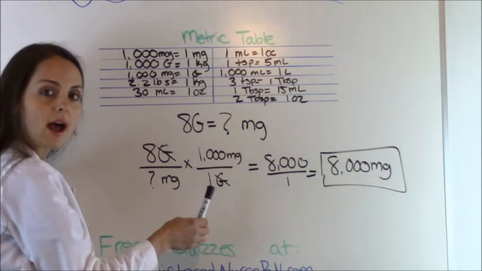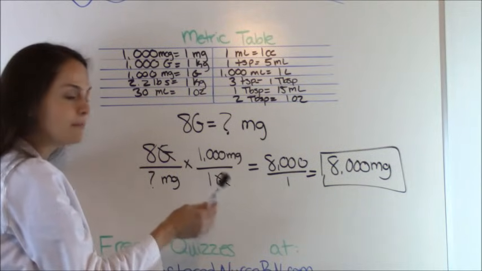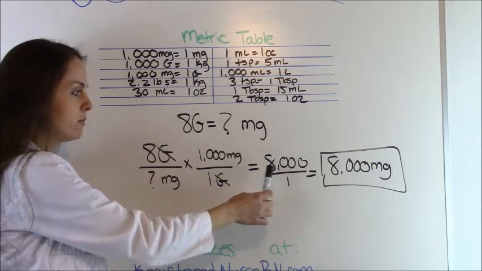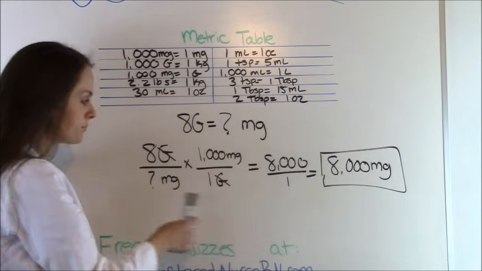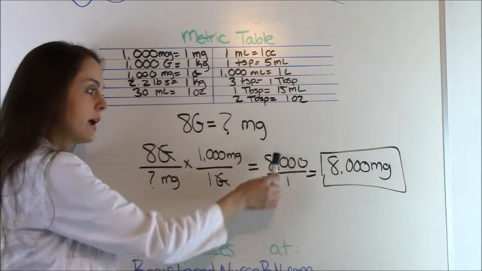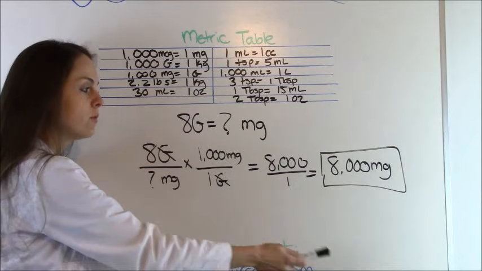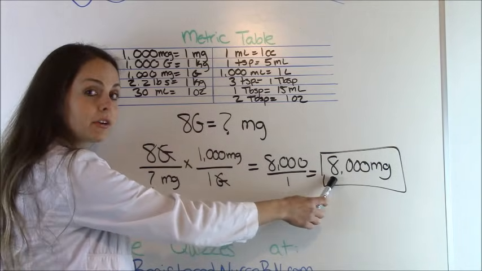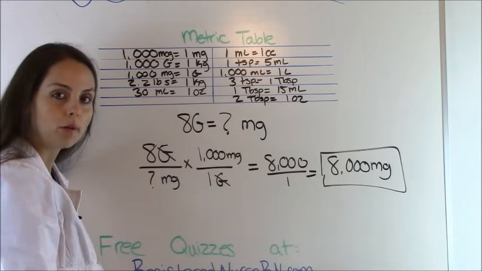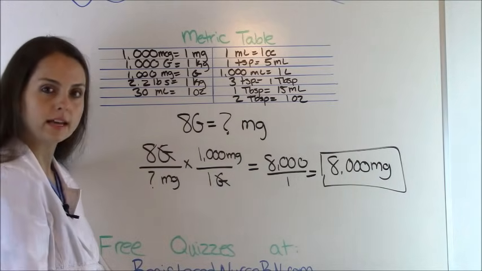All we have to do now is multiply and divide. We're going to multiply 8 times 1,000, which equals 8,000. Then multiply everything on the bottom. The only thing on the bottom is 1. So you'll put 8,000 divided by 1, which equals 8,000 milligrams. There's 8,000 milligrams in 8 grams. So that was a basic problem. Now let's take it a little step further.